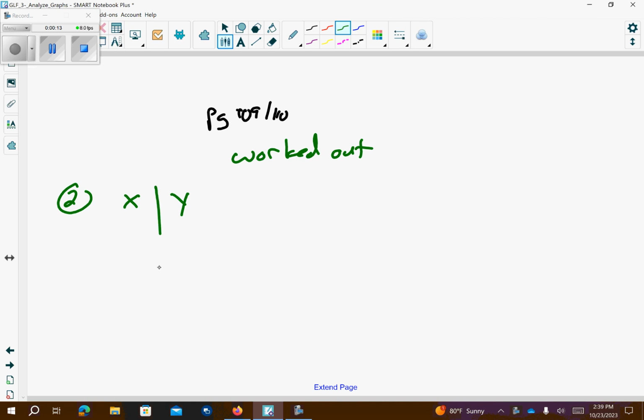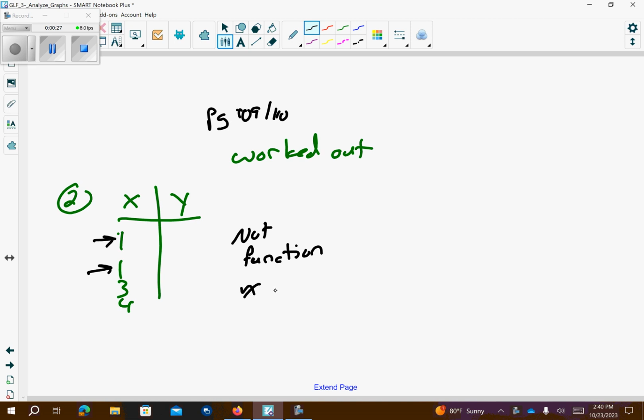So number 2, we have x and y. We have 1, 1, 3, 4. I'm not even going to look at the y value, because the x repeats here and here. This is not a function because the x repeats.